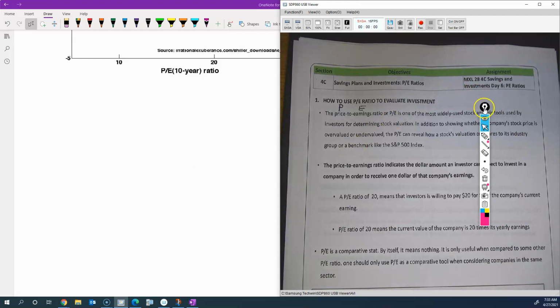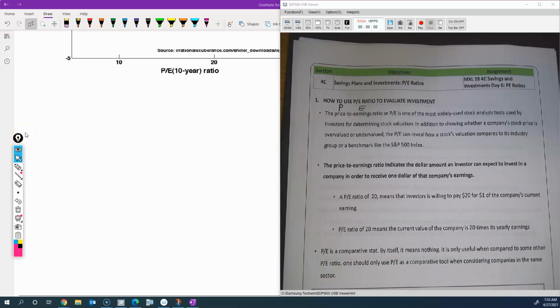It's probably one of the most widely used tools when you're determining if a stock is a good investment or not. Let's say I'm trying to decide if I want to invest in Target or in Walmart. Those are similar companies. Target's a little bit smaller than Walmart, but they're similar. I could use the P/E ratio to get an idea of which one might be a better deal.